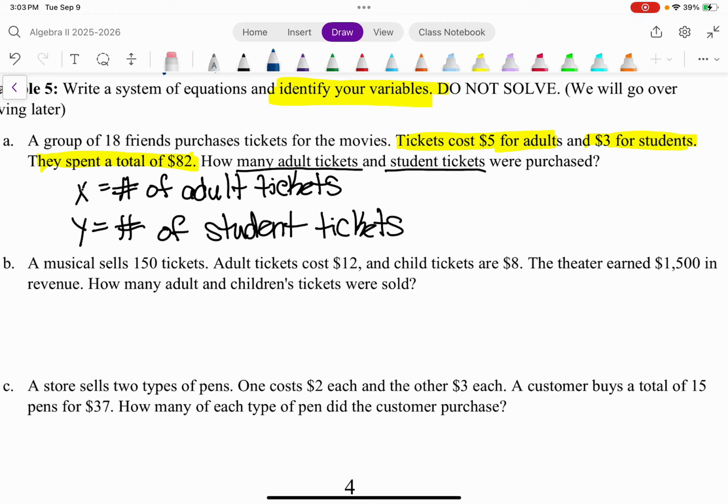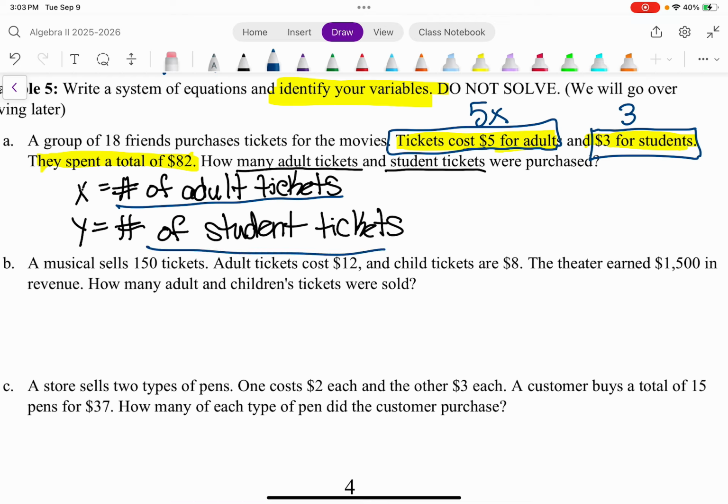So if we know the total amount spent, if we were looking for just the amount spent on adult tickets, we would take the cost for the adult tickets times the number of adults, which was X. So 5X would give us the amount of money spent on adult tickets. Then if we're looking for the amount of money spent on student tickets, we would take the cost, $3, times the number of student tickets, which is Y. And we know that when we combine those two together, it's going to give us the total spent of $82. Meaning when we write our equation, we will have 5x plus 3y equals 82.